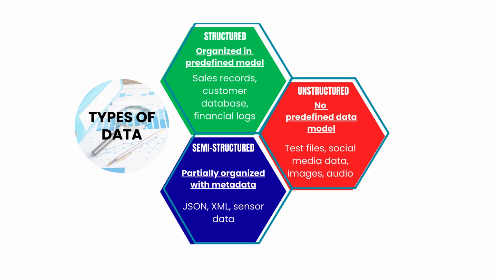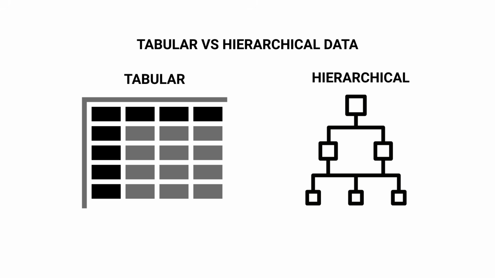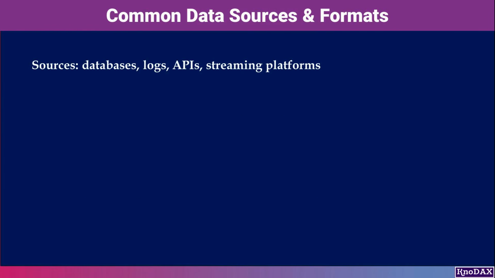Finally, the distinction between tabular and hierarchical data shapes our storage decisions. Tabular data often fits well in databases and warehouses, while hierarchical formats like JSON or logs align more naturally with data lakes. Understanding these data types helps determine the right architecture, the right tools, and the right processing strategies in a modern cloud environment. Now that we understand the different types of data, let's look at where this data actually comes from and how it's typically stored.